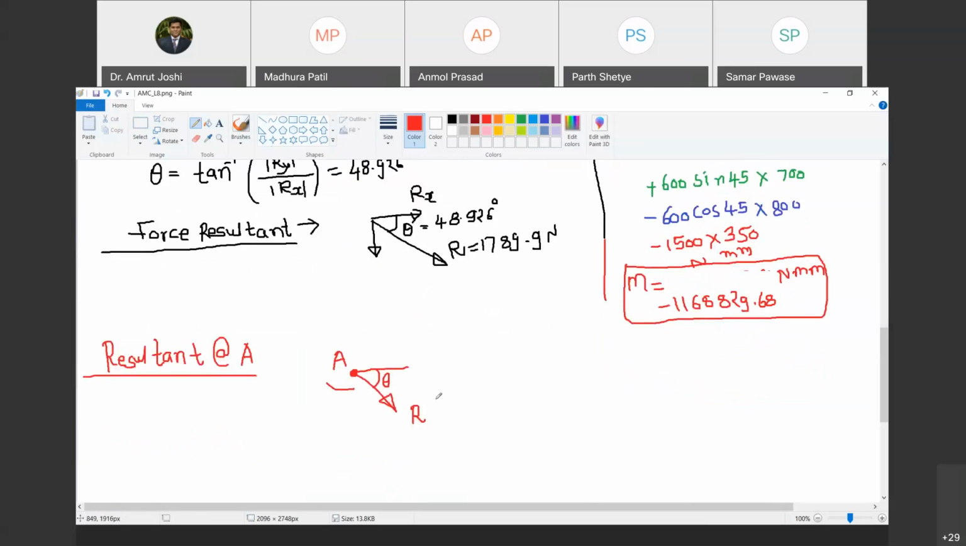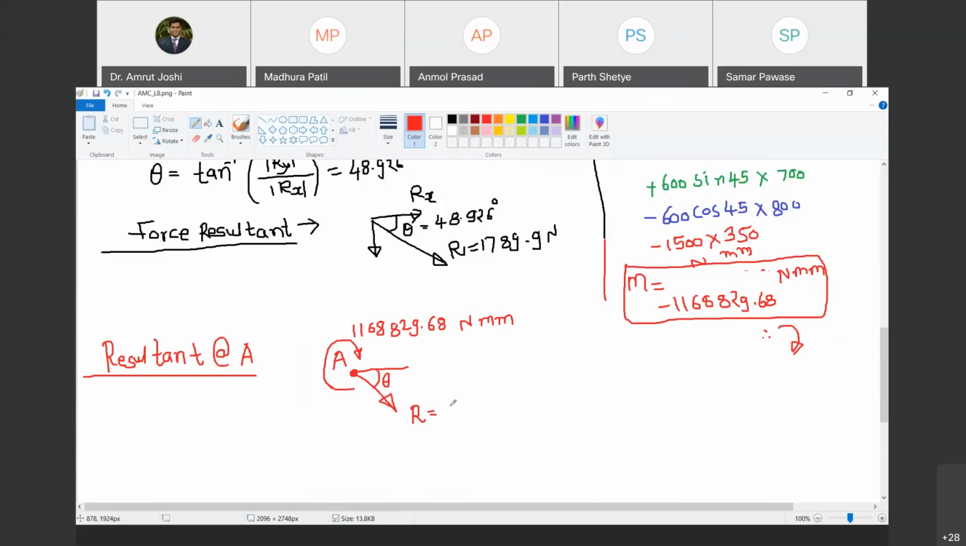So we will write down, as it is negative, therefore we have to say that it is clockwise. Are you with me? Yes, sir. And once you show it clockwise here, you need not write down the negative sign. So here I am going to denote this as 1168,829.68. Are you with me? Yes, sir. And this is in Newton mm. Happy? Yes, sir.